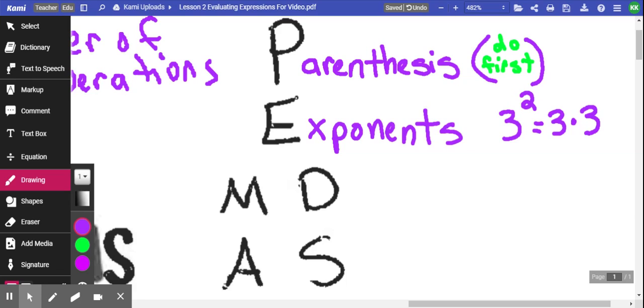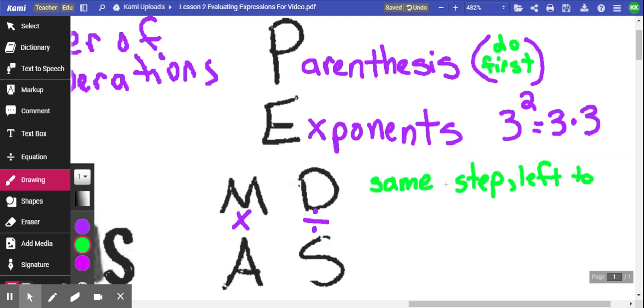And then next, we multiply. I don't have room to write out multiply, so I'm going to just write the symbols. We multiply and divide. And make a note to yourself that you do this, the multiply and divide, in the same step. And you have to go from left to right.